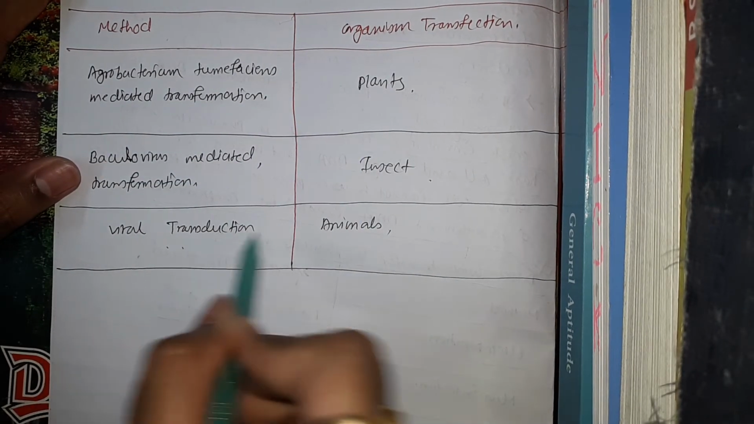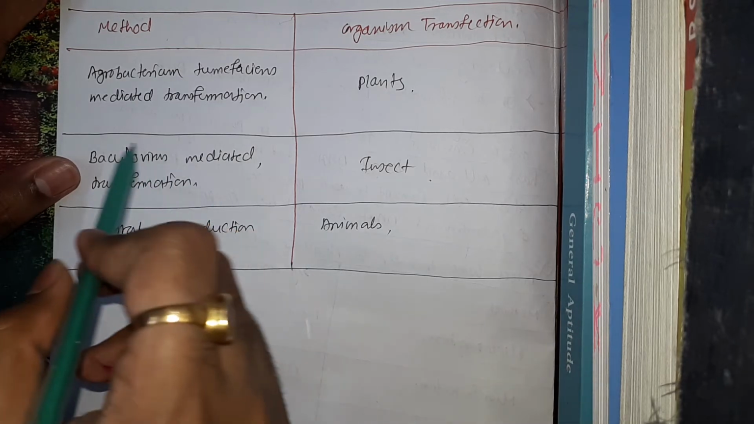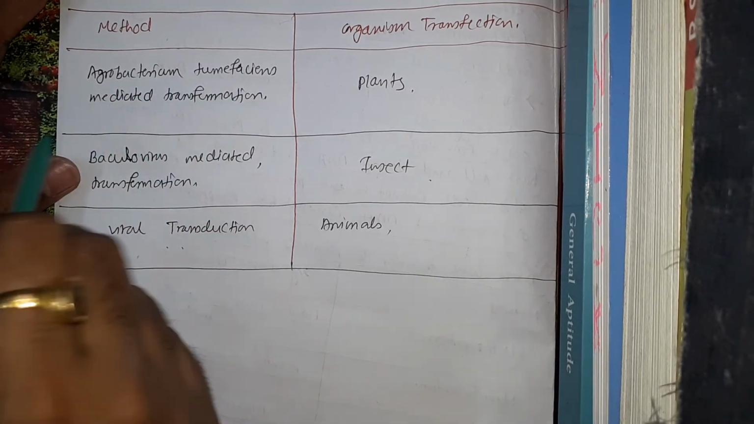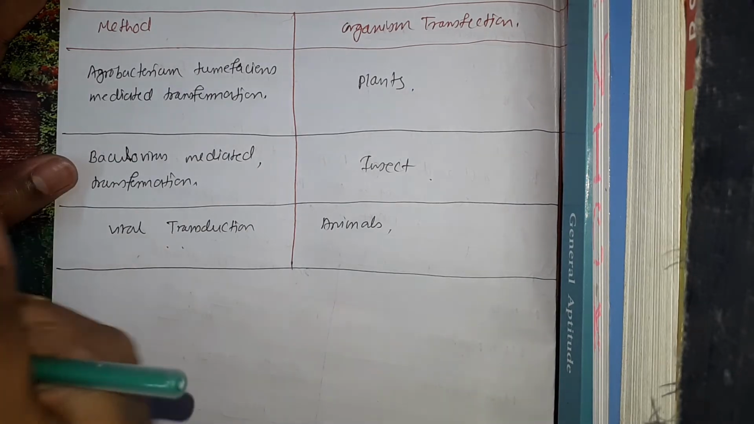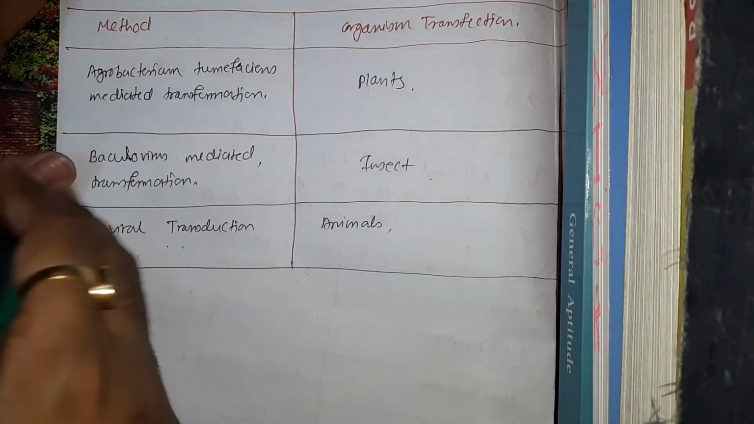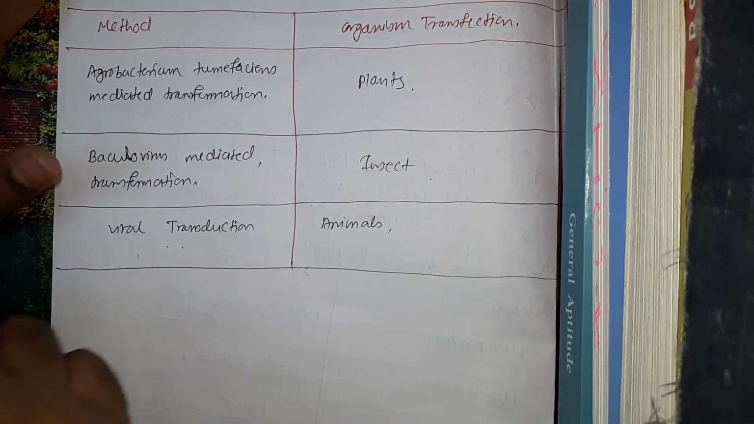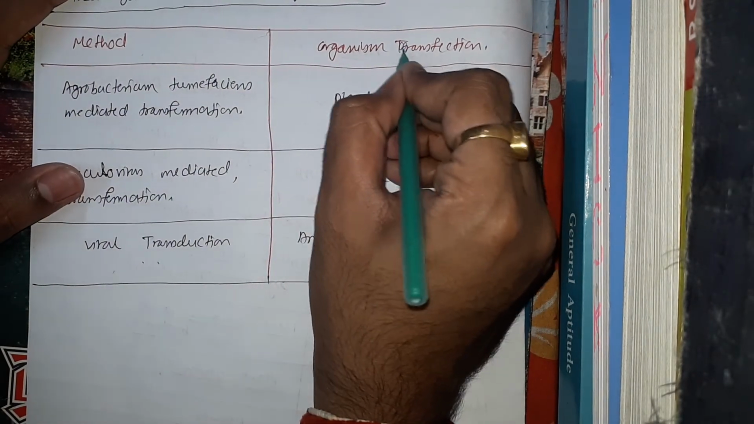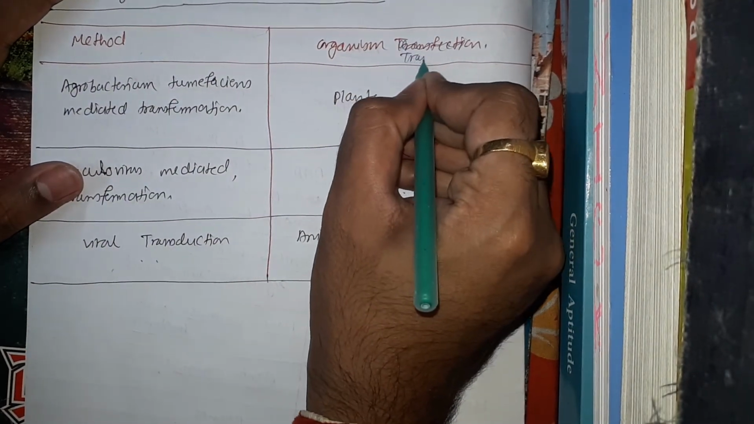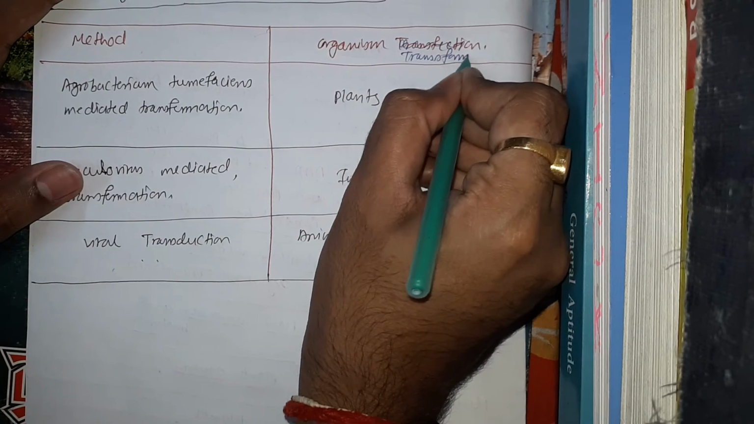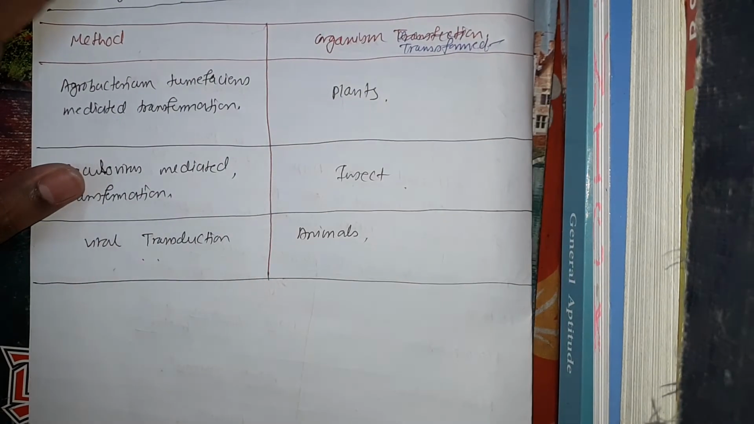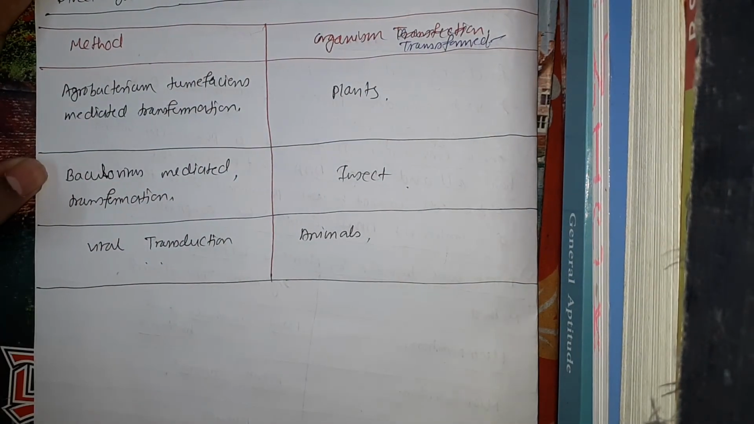The second is viral transduction. In that case, it will be animals. And the third most important one is Agrobacterium tumefaciens mediated transformation. It is performed in case of plants. And here it is the organism that will be transformed, not transfection. Sorry for that. So these three things are important.